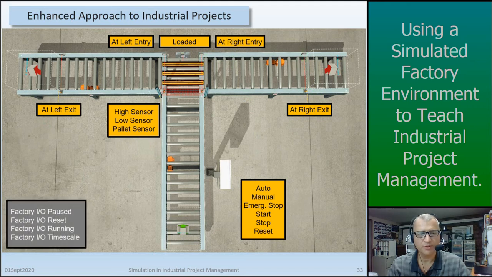There's also a few inputs that come from the simulation to the PLC. As we're doing the programming, we can use that as part of our simulation: factory paused, reset, running, and the time scale the factory is actually running at. I can slow the factory down, and I could use that time scale to offset timers in the program if I wanted to use it at half speed as an example. Then some of the timers may not work properly at half speed, but I can adjust the timer base by using this time scale.